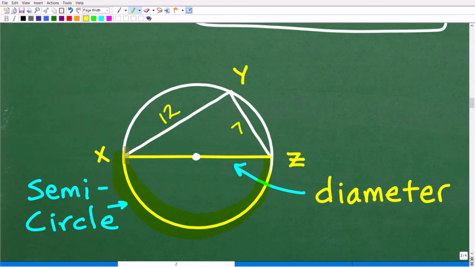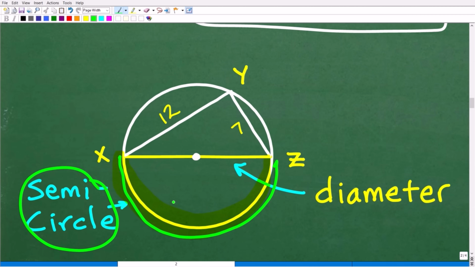Now because this is the diameter, this is a semicircle. So how many degrees is it from here to here? Again, we have a semicircle. And if you said, hey, Mr. YouTube Math Man, I think that's 180 degrees, well, you would be absolutely right. A semicircle is halfway around a circle, or 180 degrees.